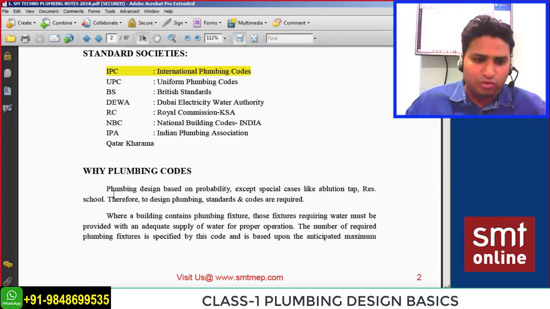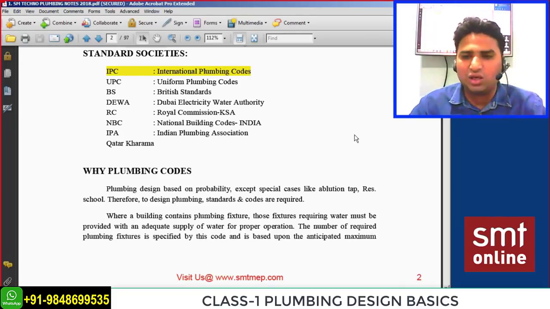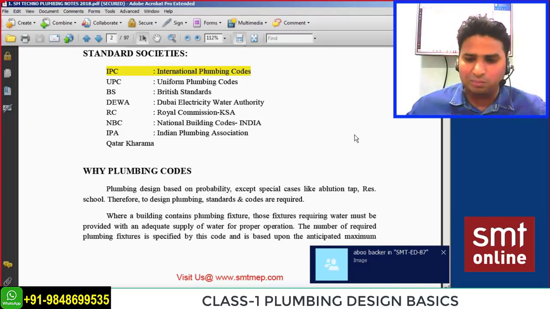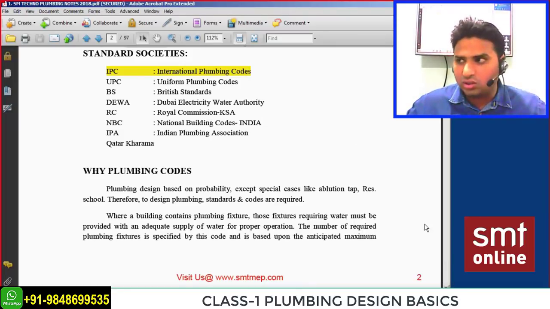Why plumbing codes? If you see over here, plumbing design is based on probability. The very first thing I say about plumbing, you need to know, is that plumbing is always designed on the basis of probability. Now what do you mean by probability? Like the chances. For example, consider a bathroom with 5 fixtures. Fixtures refer to a wash basin, a lavatory, a WC, a shower, a bidet, and these kinds of things. It very rarely happens that all these fixtures, what I just said, will work at the same time.